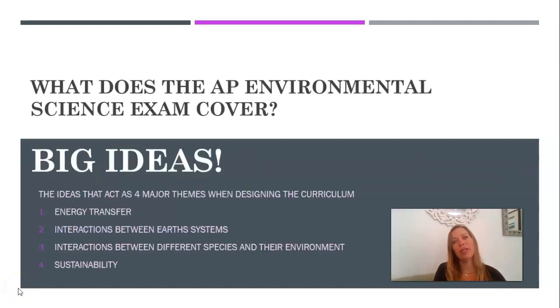When we are designing your curriculum, we're supposed to be looking at 4 major ideas, even though they've redesigned the AP curriculum this year, so it's not really 4 major units. They broke it back down into 9 smaller units that are a little bit more accessible for students. But up until very recently, they had 4 major units for the entire year, and they were energy transfers, interactions between Earth systems, interactions between different species in their environment, and then sustainability.